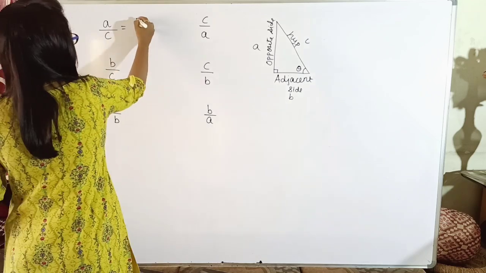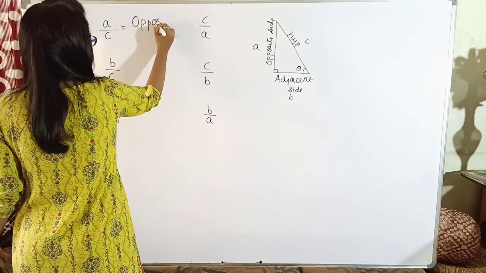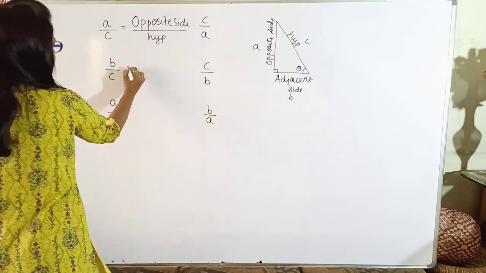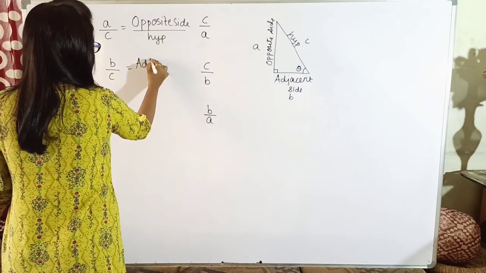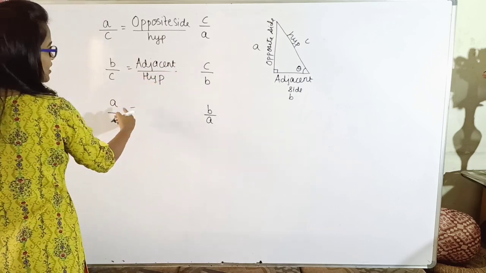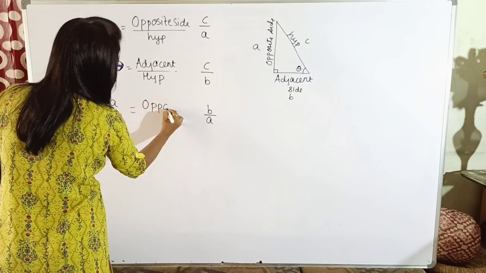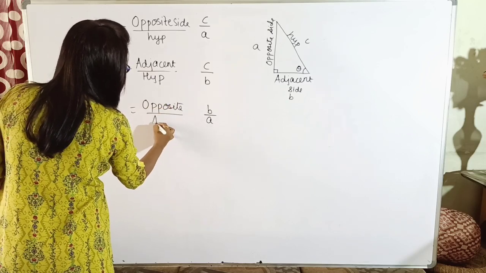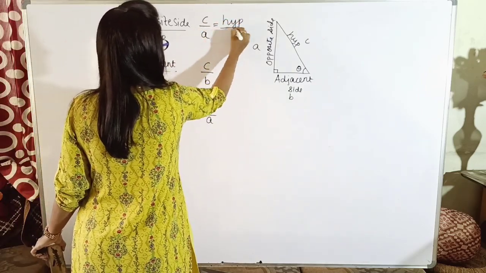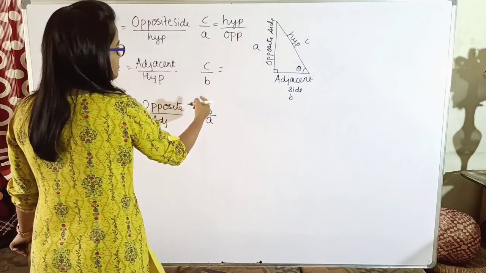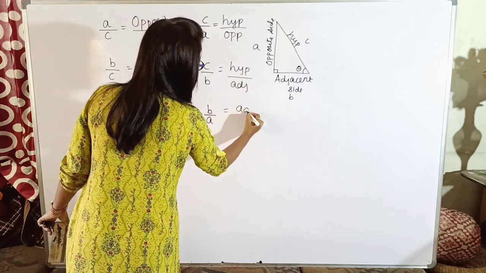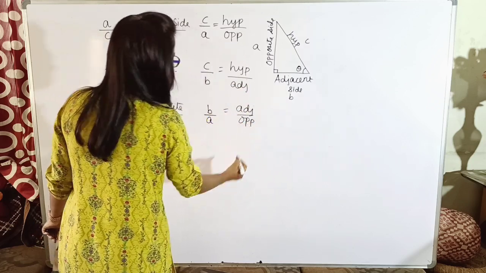So now A will be my opposite side, whereas C is my hypotenuse. So opposite side upon hypotenuse. B is my adjacent side, so adjacent side upon hypotenuse. Whereas A by B will be opposite upon adjacent. Similarly, C by A: C is my hypotenuse and A is my opposite side. C by B is hypotenuse by adjacent, whereas B by A is adjacent by opposite, isn't it?